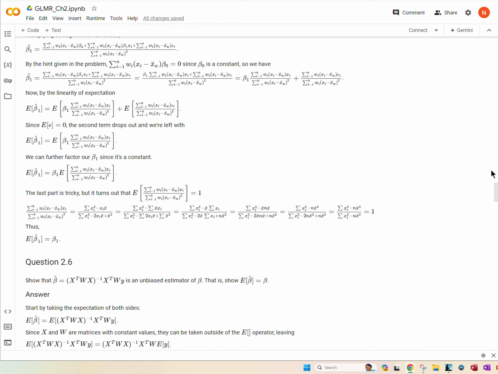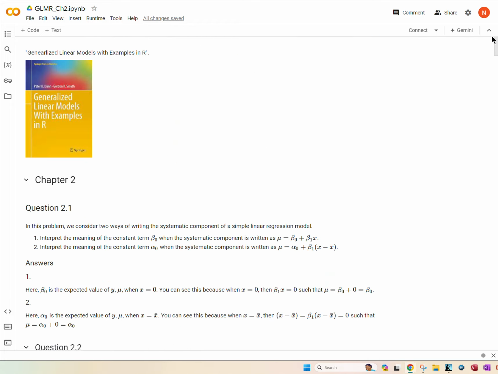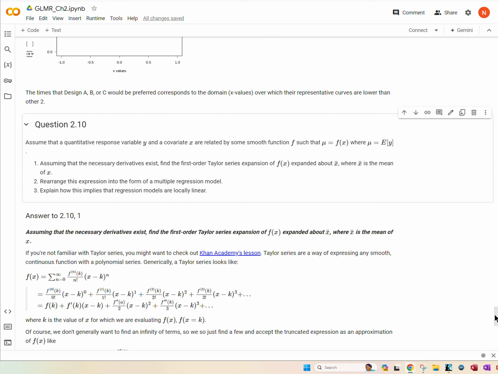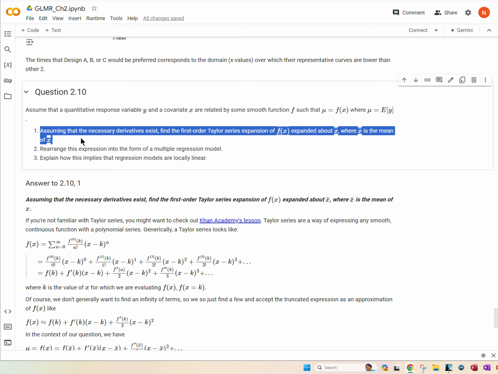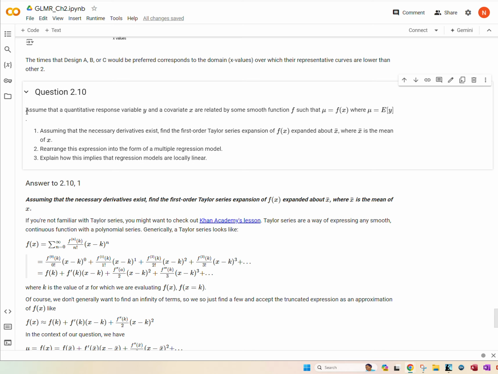Okay, so we are in Generalized Linear Models with Examples in R, in chapter 2, on question 10 of chapter 2, so 2.10. This is a three-parter, and we'll look at each part as we go along. For each of them, we are to assume that a quantitative response variable y and a covariate x are related by some smooth function f, such that mu equals f of x, where mu is the expected value of y. Okay, so hopefully that makes sense.